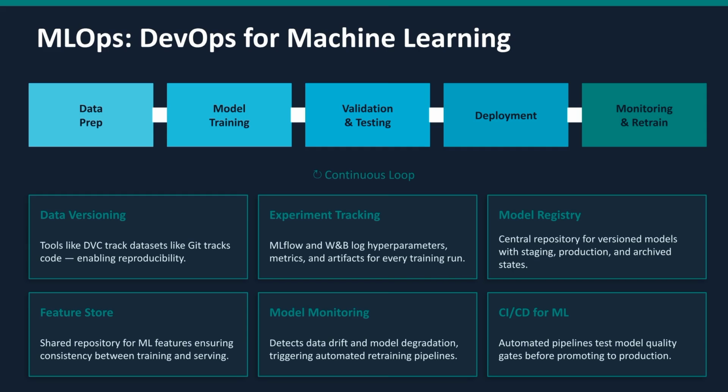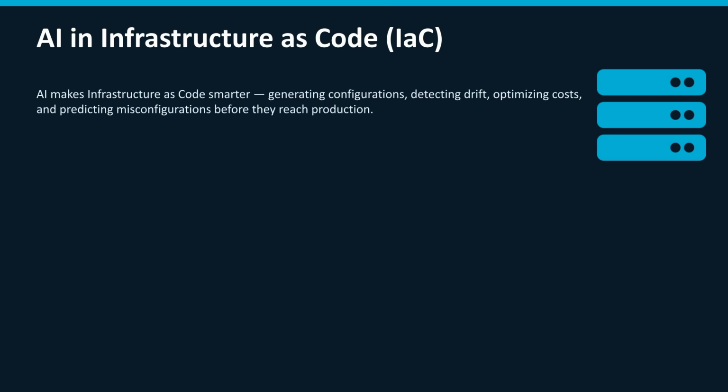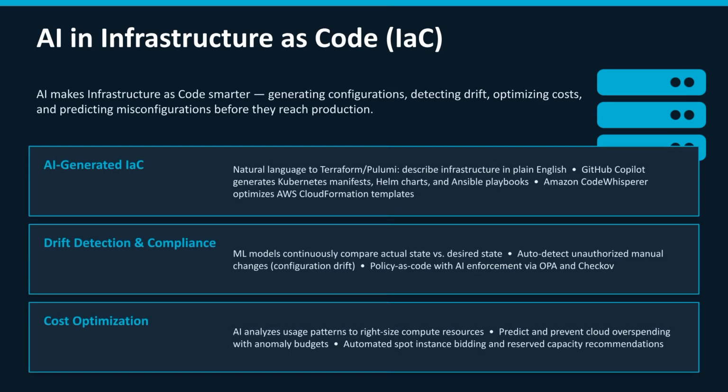Key components include data versioning, experiment tracking, model registry, feature stores, and CI/CD for ML models. AI and infrastructure as code makes IaC smarter by generating configurations, detecting configuration drift, optimizing costs, and predicting misconfigurations. This includes AI-generated IaC, drift detection, and cost optimization recommendations.